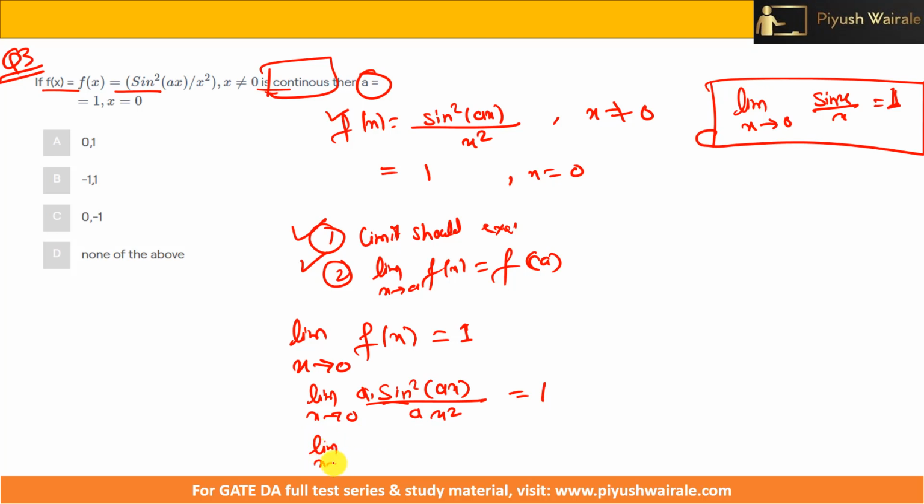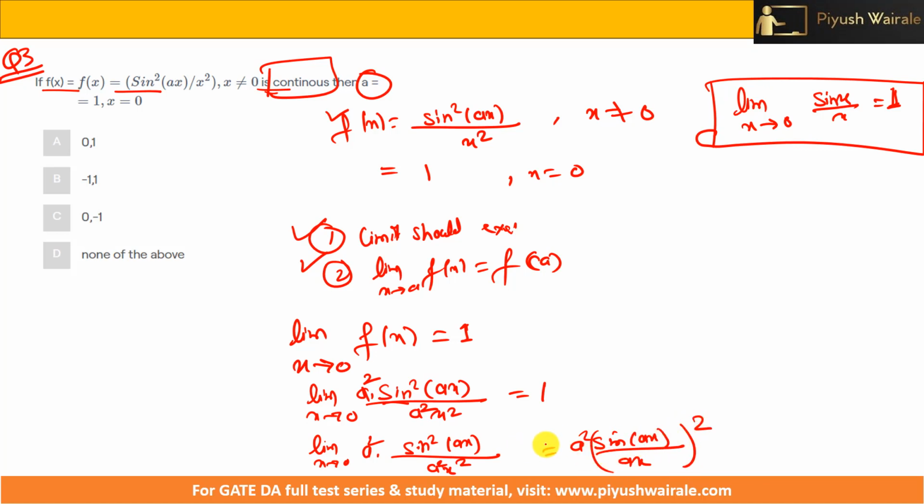the limit as x tends to 0 of a into sin²(ax) divided by (ax)². Here we need to multiply by the square, that is the square only. So what will I get? a² into (sin(ax) divided by ax)².